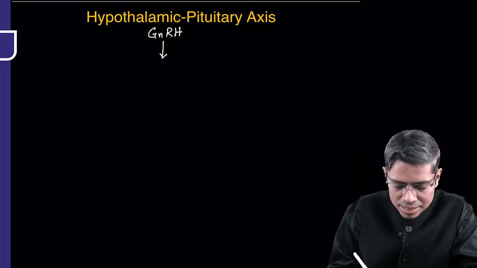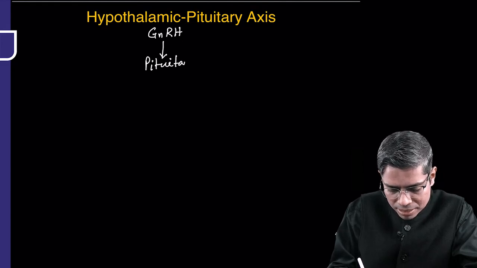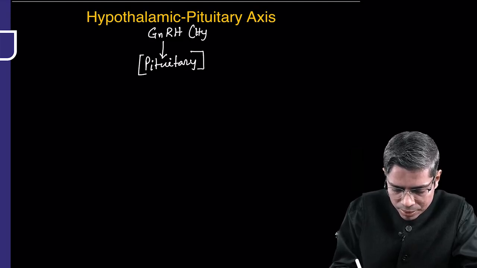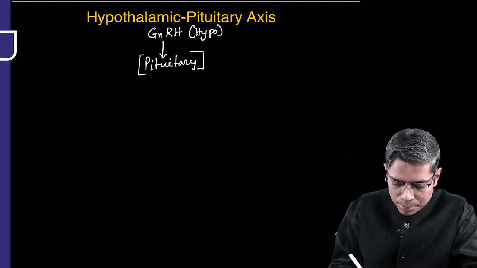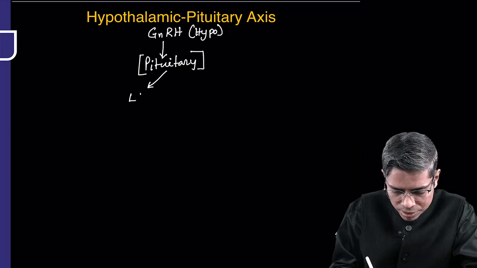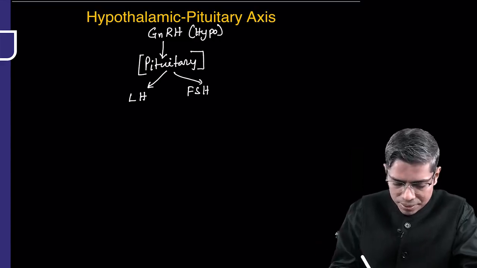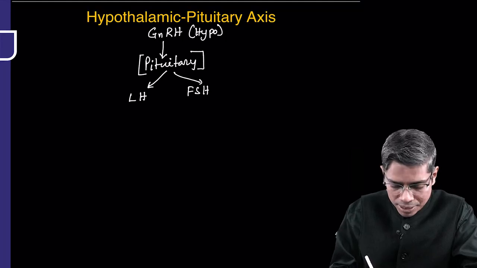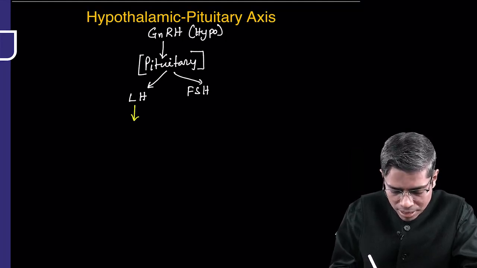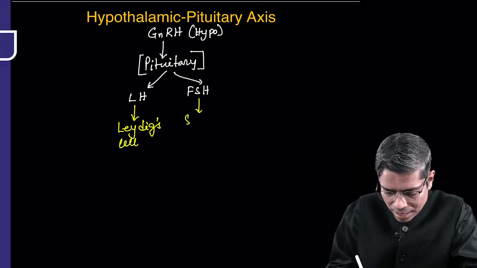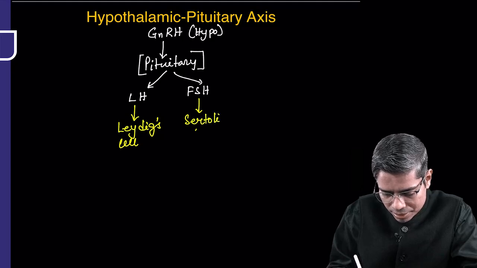This GnRH is going to act at the level of pituitary. Obviously, all of you know that at the level of pituitary. So when it is acting at the level of pituitary, this is coming from hypothalamus, right? Pituitary will produce two hormones, that is LH and FSH, right? Now this LH, we have seen, is going to act on Leydig cell, and FSH is going to act on Sertoli cell.